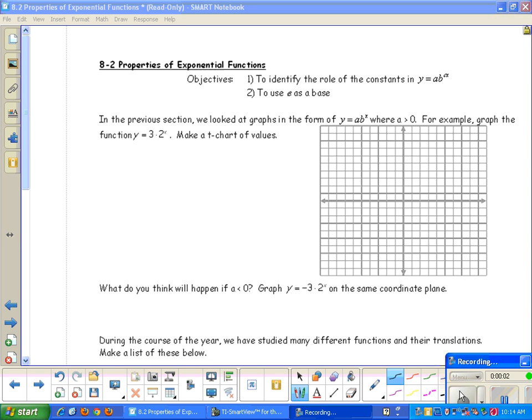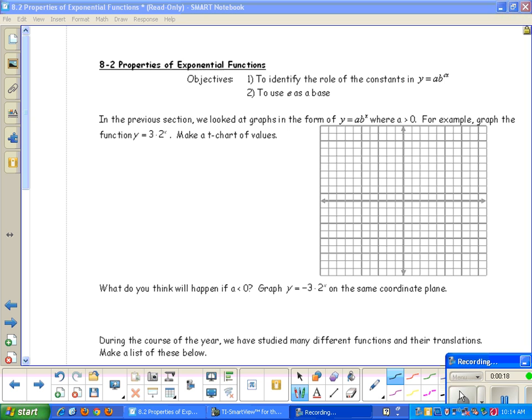Section 8.2, properties of exponential functions. We're going to identify the role of the constants in y equals ab to the cx power and use e as a base. In the previous section, we looked at graphs of the form y equals ab to the x where a is greater than 0.